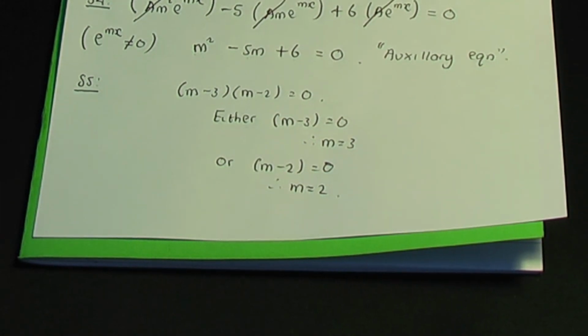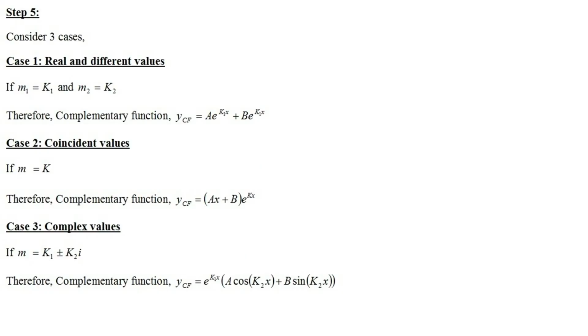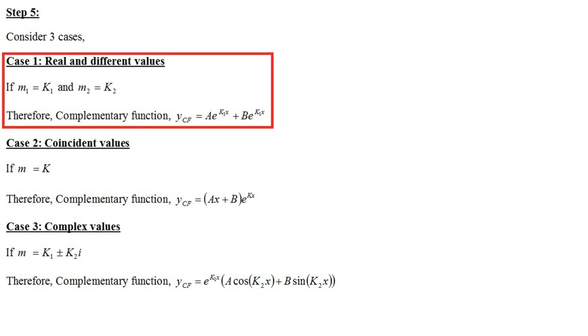So if we go back to the screenshot, that takes us to step number 5. And step number 5 is to select, remember, one of these 3 cases. Okay? So in this case, I've got different values for m. So there's only one case for different values. That's case number 1. Okay?